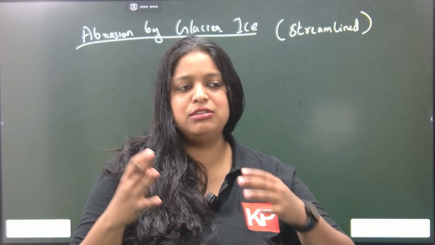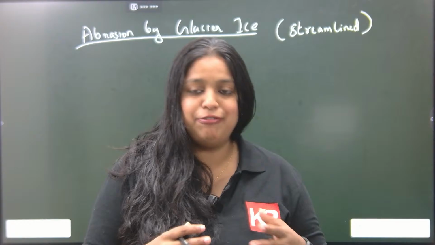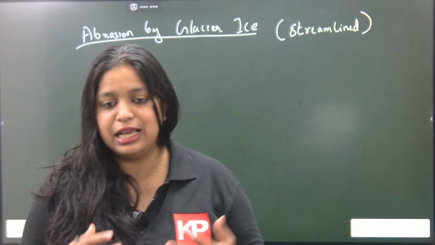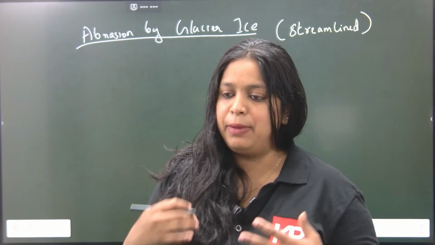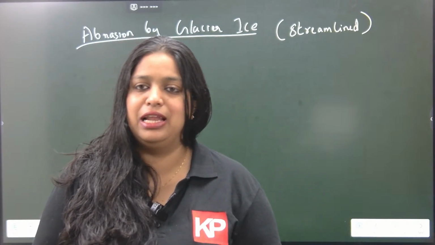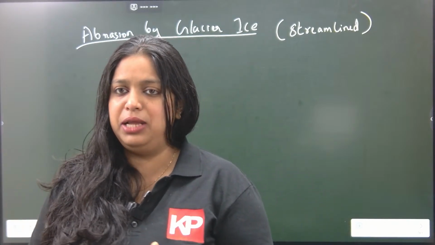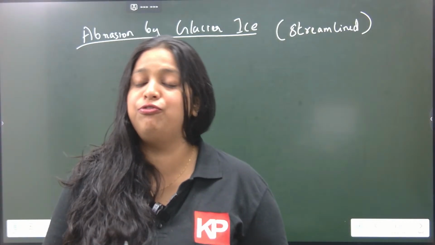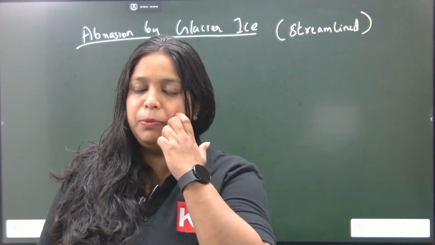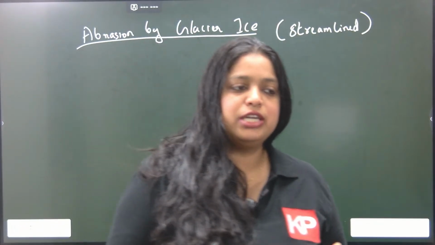So if I have a streamlined landform present in a particular terrain, the glacial flow direction can be analyzed by looking at this streamline. I'll get a sense of the paleoglacial flow.